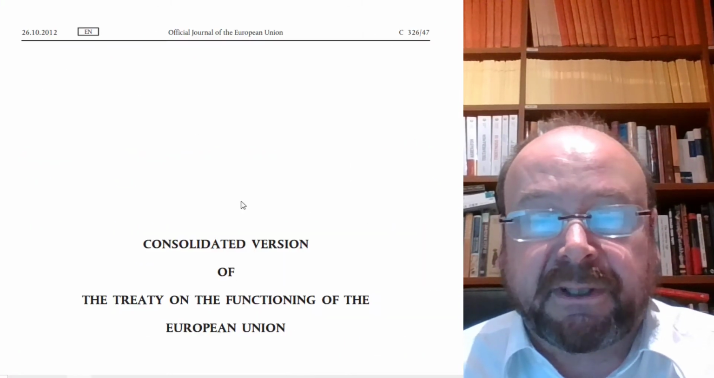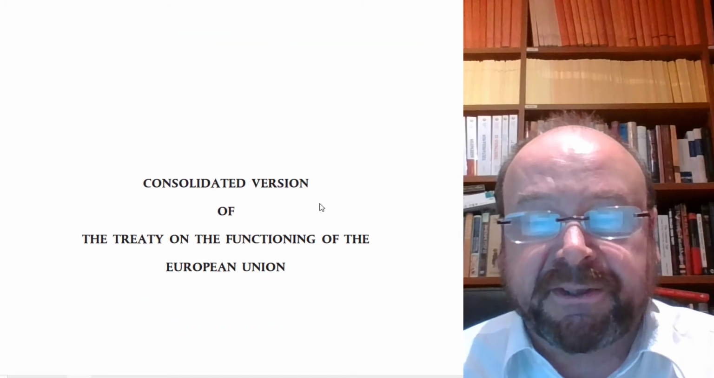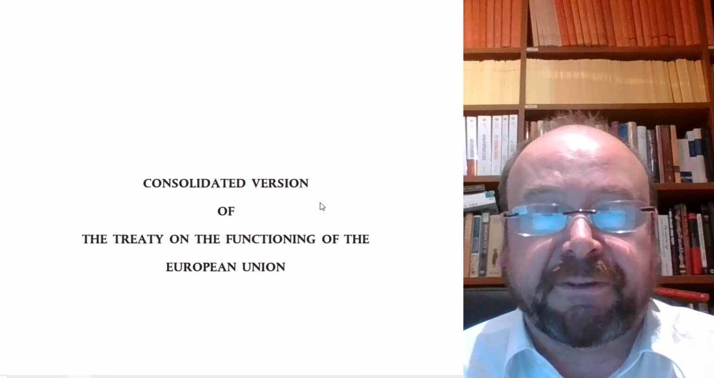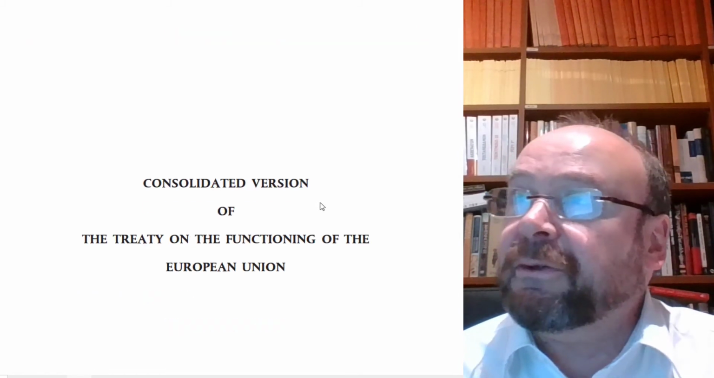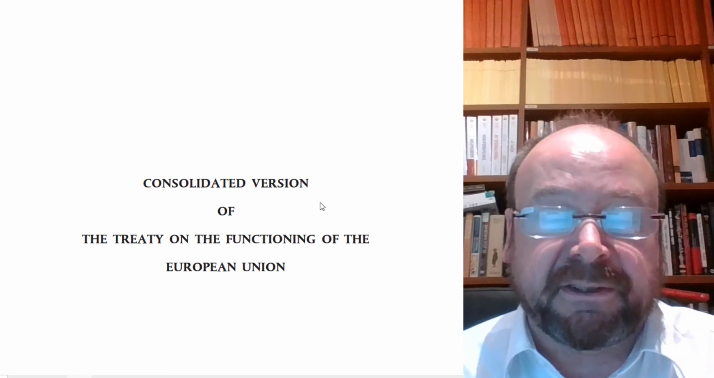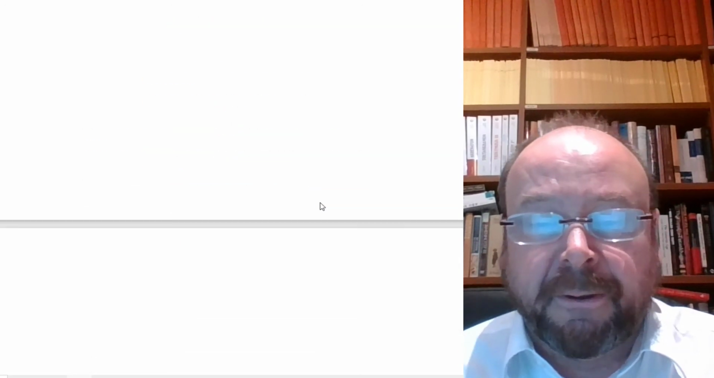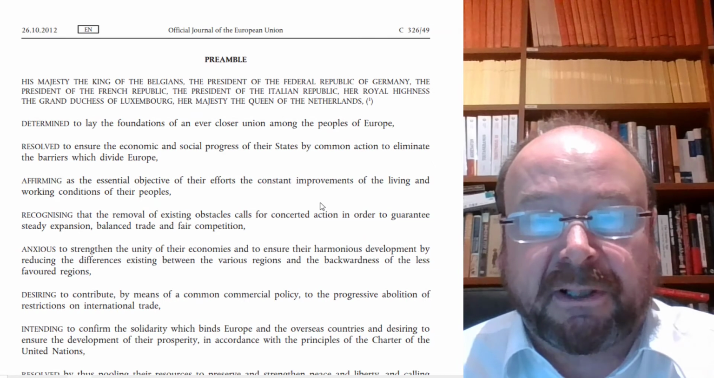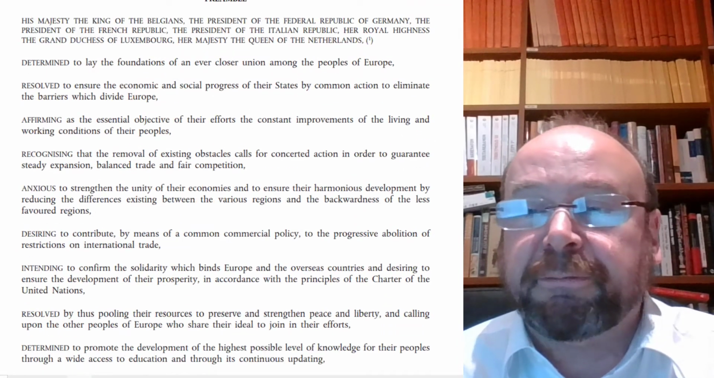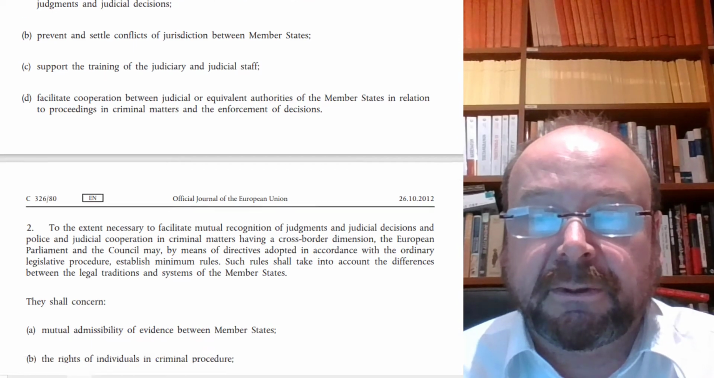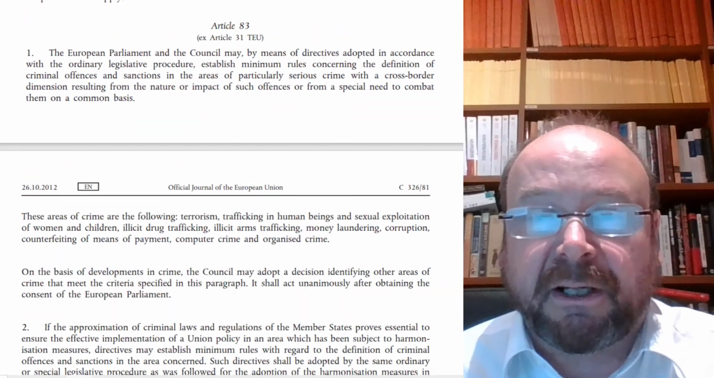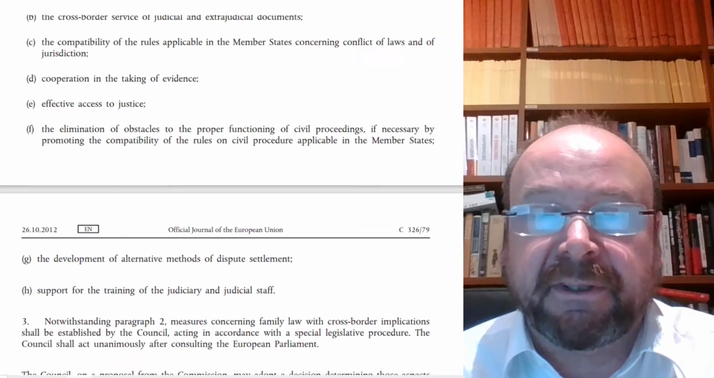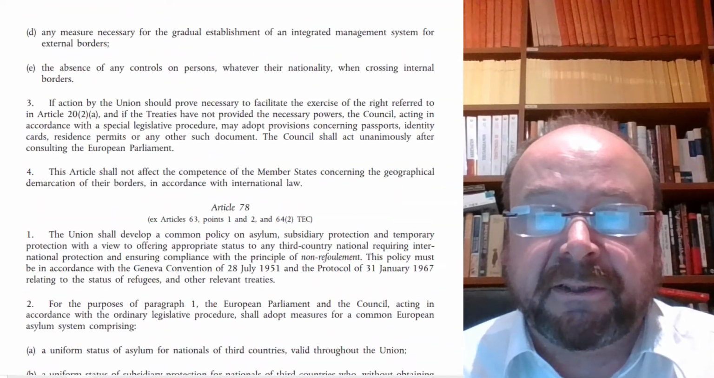And let's try to jump over to the consolidated version of the Treaty of the Functioning of the European Union, abbreviated TFEU. And there we are in need of Article 63 and the like. So let's look. Where are we here? Article 83. That's already too wide, too far.